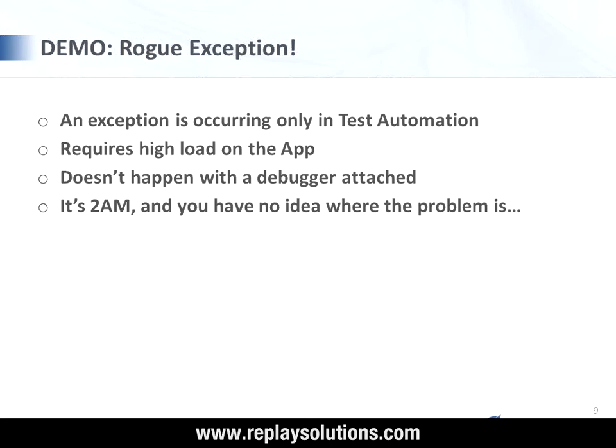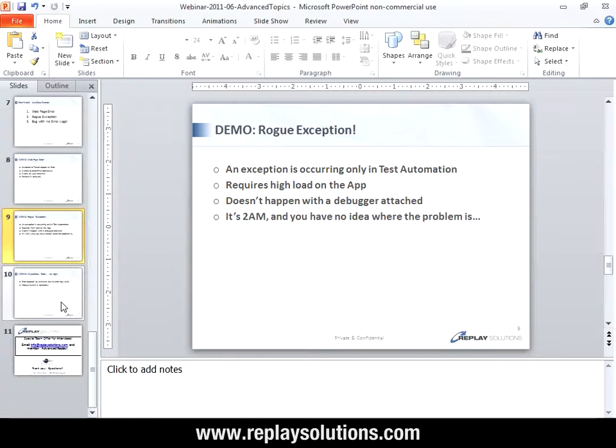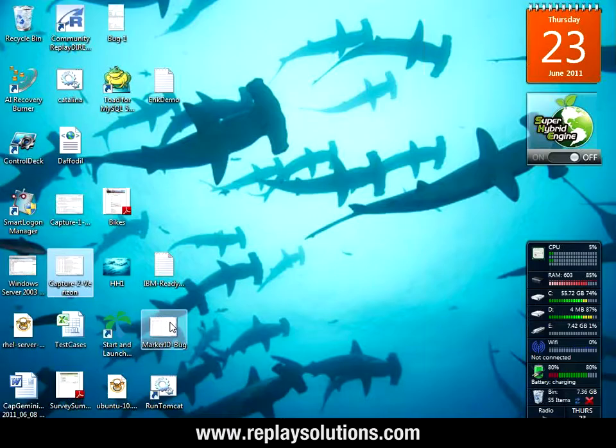You attach the debugger, the problem doesn't happen, or if you don't have access to that environment in which the problem occurred, well, you're pretty much out of luck. Now, what happens when it's 2 o'clock in the morning and you just have no idea where the problem is? Well, we're going to show you some techniques next to really help with that scenario of when I have a rogue exception. So I've got my application started up once again.